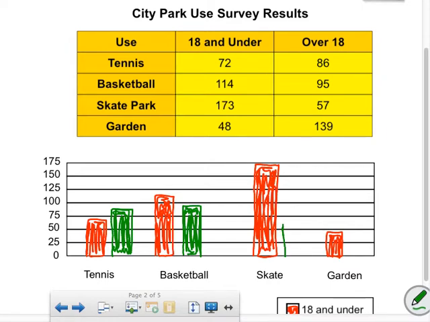Or a little more than halfway. Wait, what do we say? Halfway between 50 and 75 is 62 and a half. Right? So we're going to be a little less than halfway.